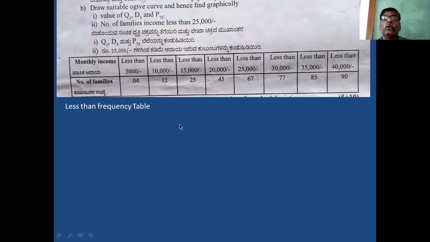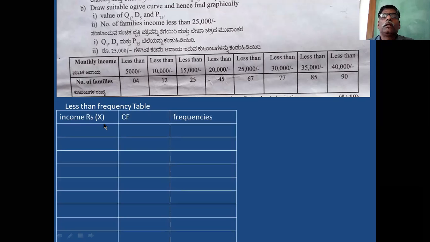But you have to show it in the graph. Graphically you have to show it. I will show it in the graph also. First, you have to make the table. In the table, first I will calculate the class. Less than means the upper limit value is given. You have to take the lower limit value. 5,000, 10,000, 15,000, 20,000, 25,000, 30,000, 35,000, 40,000. These are the upper limit values.